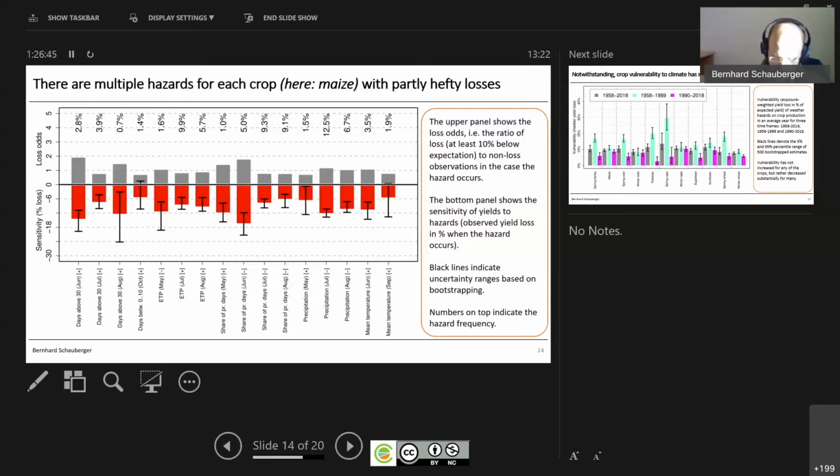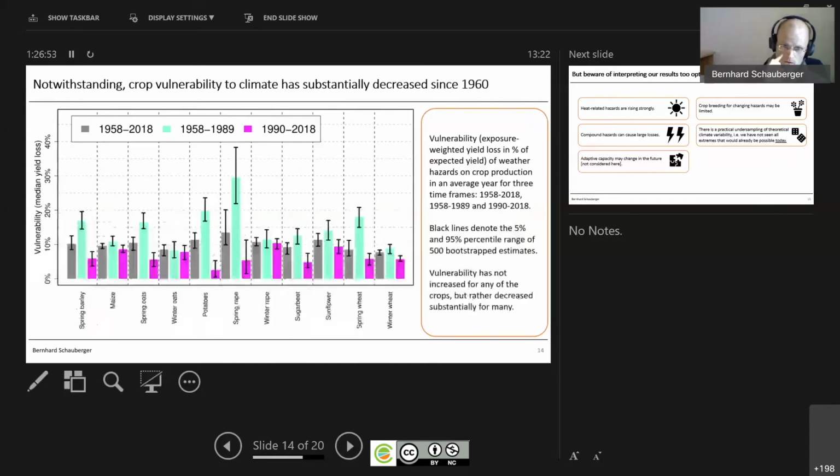So that's quite bad. But surprisingly and unexpectedly, if we combine all these hazards and look at it over different time frames, we can see that the so-called vulnerability, so that's the exposure and sensitivity and everything that I showed before, combined into one single number, has decreased. So when you compare the turquoise and the magenta bars, you can see that for all crops, vulnerability did not increase, at least, and for most of them, it did even strongly decrease.